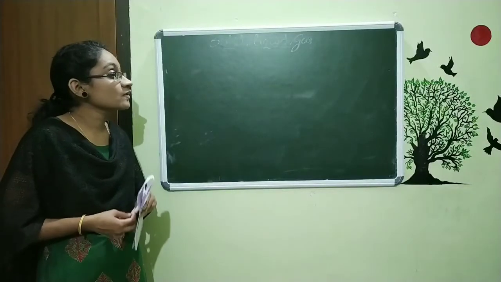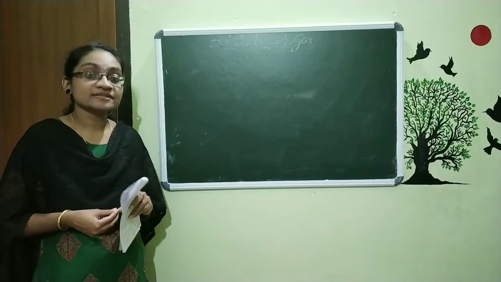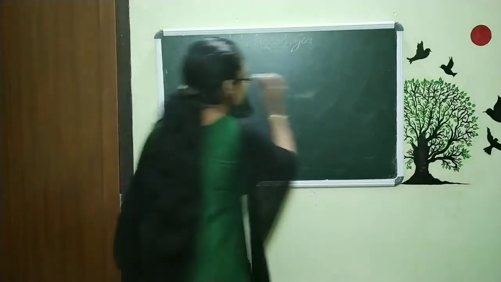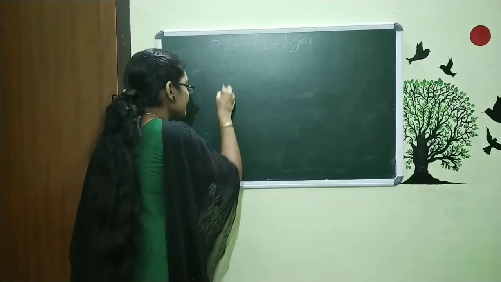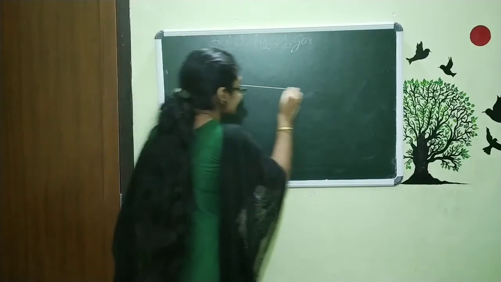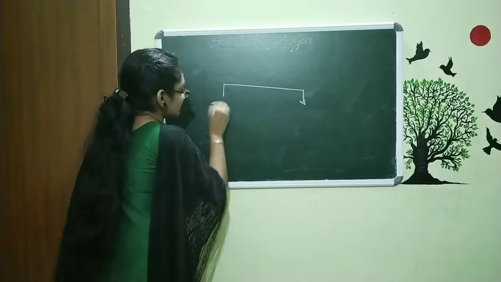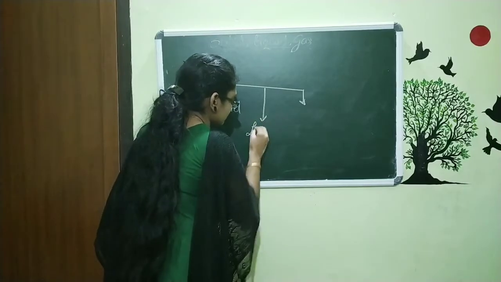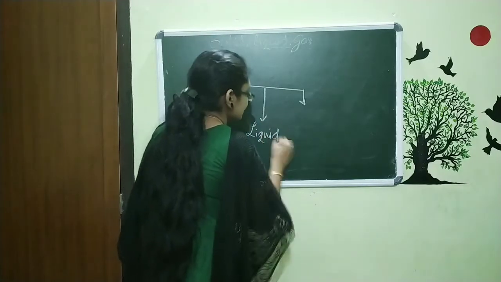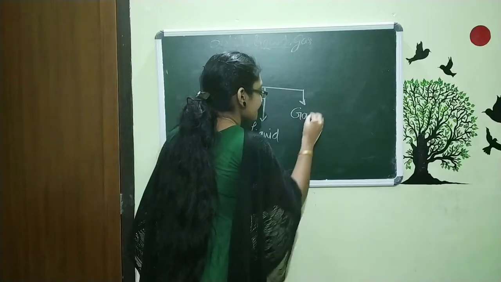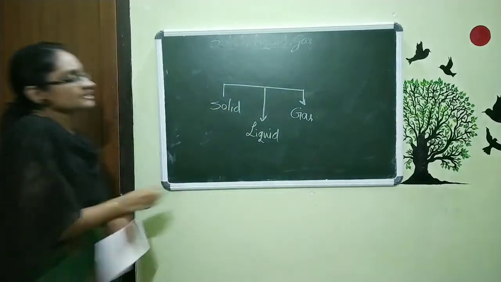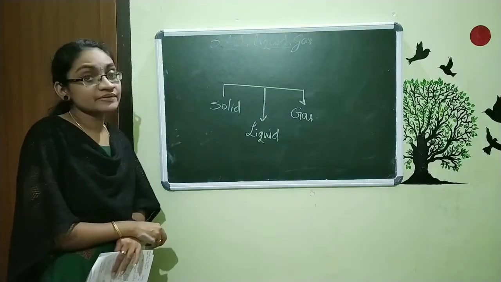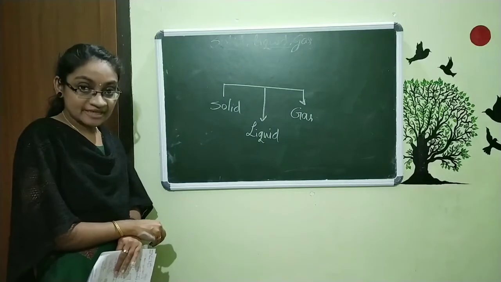Our chapter name is solid, liquid and gas. In the last two classes we have been discussing this chapter. We know the states of matter are three, and we have discussed those three. Solid is the, liquid is the, and gas is the. Now the question is, is it possible to convert solid to liquid or liquid to gas?